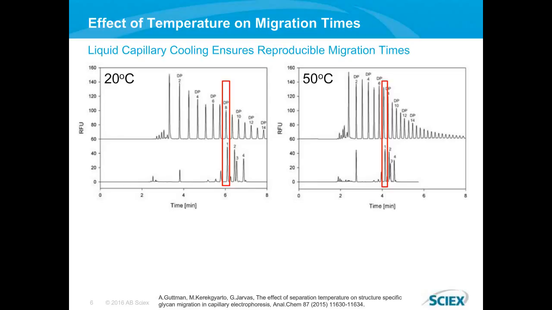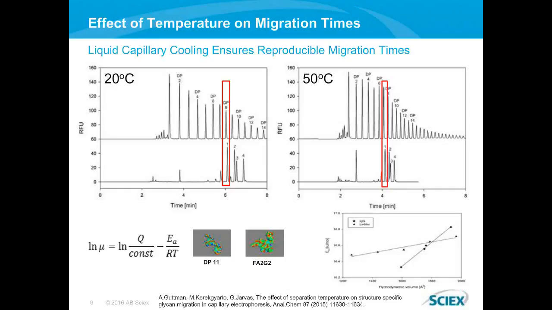And while that might be interesting to some people to run your applications a little bit faster, you lose that reproducibility if you can't actually control the capillary temperature. And so it's very, very important for us to make sure that when we are looking at quantitative data sets that we can actually have very low percent RSDs for both migration time and corrected peak area. And so liquid capillary cooling is a major factor in all of that.